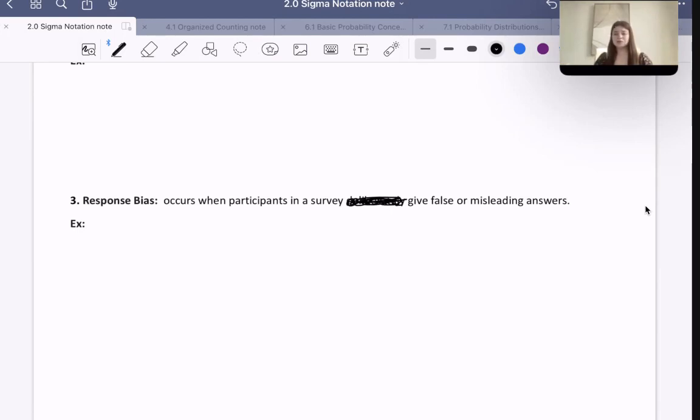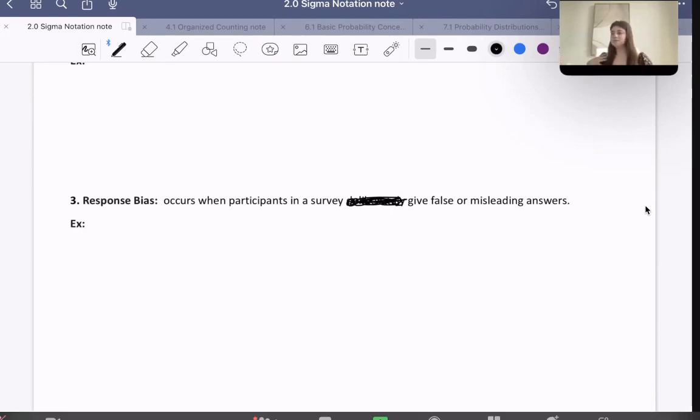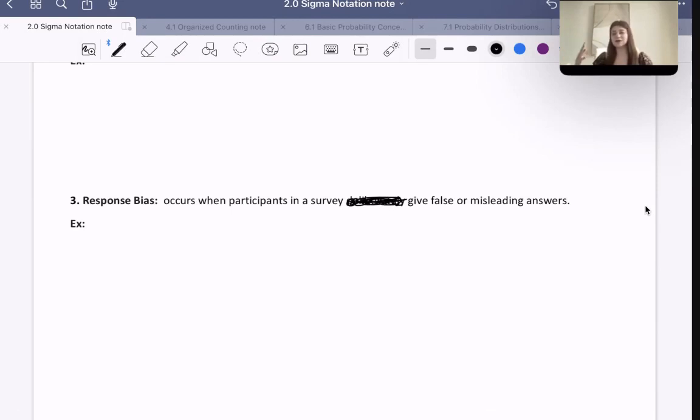Okay. So one example of a not very good question that could result in response bias is the question, "Do you have a car?" Right? Because what if the person has access to a car, but the car is in their mother's name or the car is in their spouse's name or something like that?